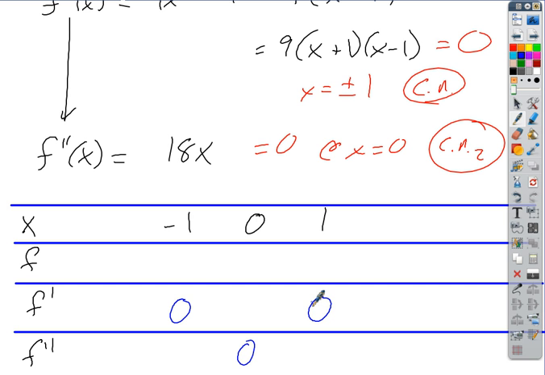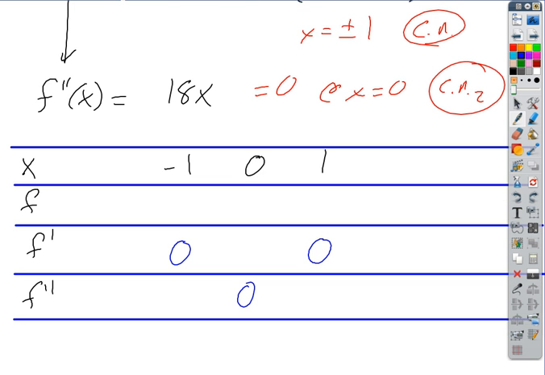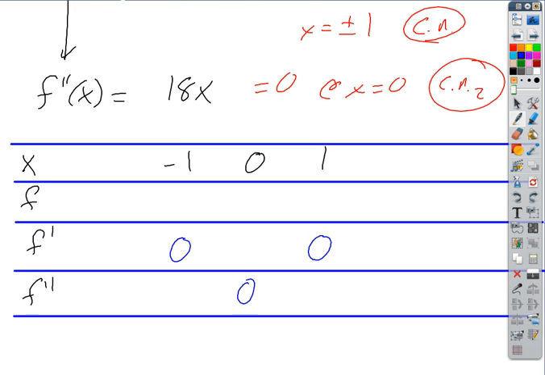We'd rather work as far down the table as we can, which is the first row of critical numbers. These are the x values, and we may put some other values there later if we need to. Good. We'll check the concavity. We have a second derivative, so let's check the concavity at the zeros of the first derivative.